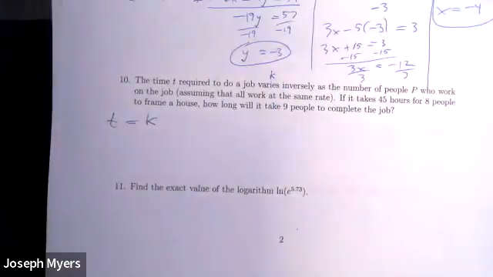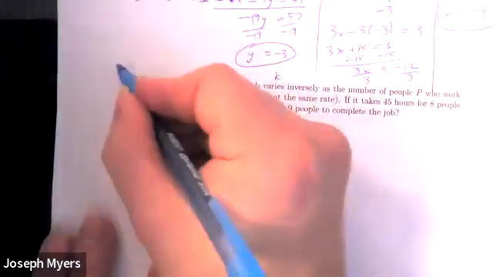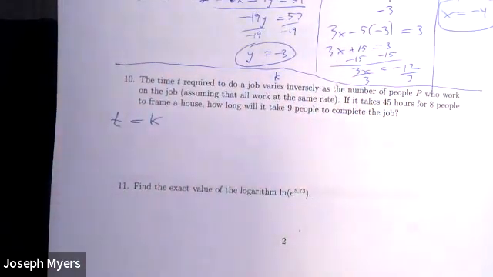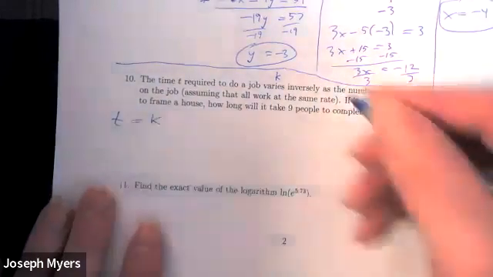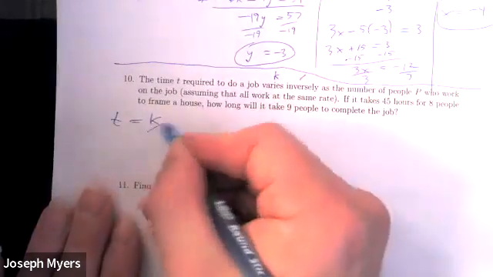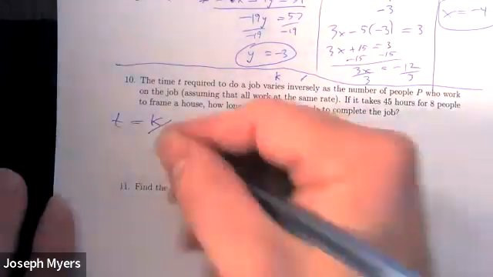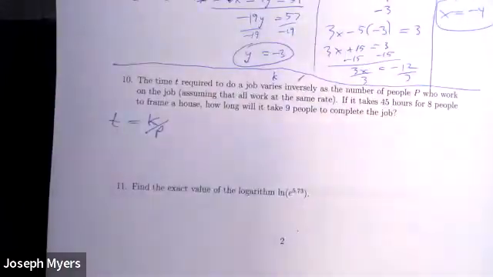But what does the word inversely represent? So inversely represents divided, right? So we're gonna say K divided by, and the number of people, P. So that's what you know. It says T equals K over P. That's what those words mean in this equation.